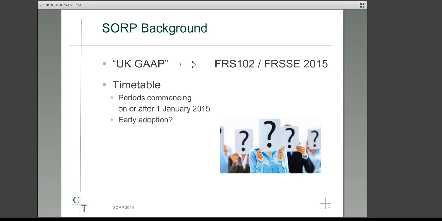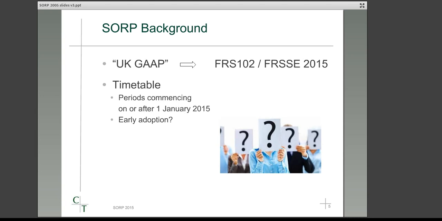You might be thinking, well, can I adopt these charity SORPs early? In normal cases you can, but the requirement to apply these SORPs for charities in Scotland and in England and Wales is based on accounting regulations. Because the current regulations say you must apply the 2005 version of the SORP, right now we can't adopt these new charity SORPs early. But hopefully the accounting legislation will be changed fairly soon, and you could then choose to adopt these new standards early if you wished.